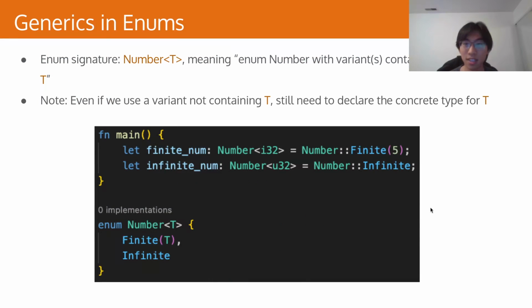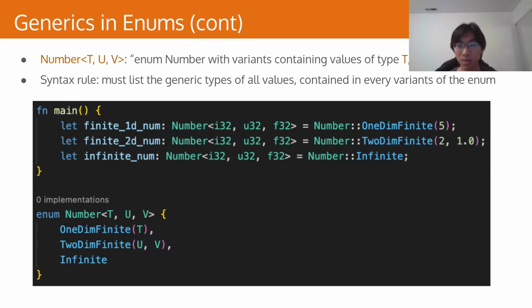Now we can look at generics and enums. So if we recall back to when we discussed enums, we know that sometimes enums can have variants that contain data. So in this case, we define an enum for a number where if it's finite, it contains that number, or if it's infinite, it's a different case, right? And we can use it as you would expect, but the key thing to note here is that even if we are using a variant of the enum that doesn't contain the type T, we still need to declare the concrete type. So here, even though this infinite variant of the Number enum does not contain any data, we still need to specify that this is a Number<u32>, such that if this were finite, it would contain a u32.